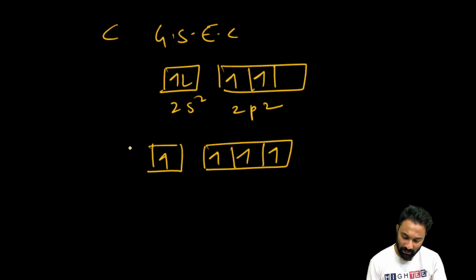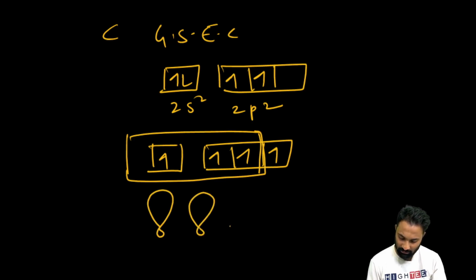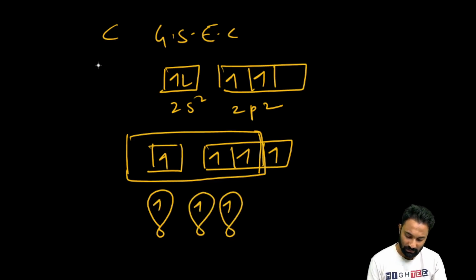In sp2, how many atomic orbitals will be intermixed? Only one s and two p atomic orbitals will be intermixed. Clear? Now the overlap of atomic orbitals leads to the hybridized orbitals. This hybridized orbitals will be in this manner. In each hybridized orbital we have one electron. Now you see here we have the pure p orbital. This is a pure p orbital.